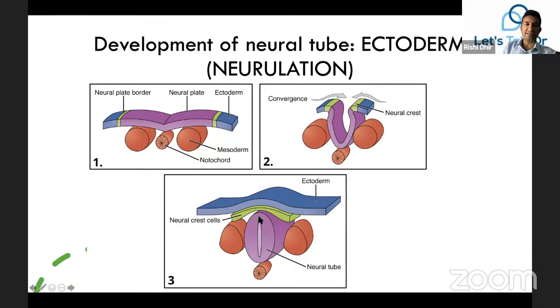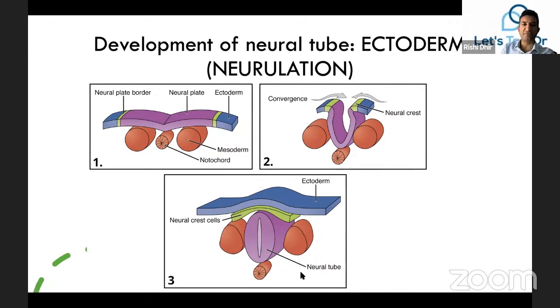The neural crest: during closure of the neural tube, cells on the neural crest will detach, and these cells will migrate and contribute to the formation of the peripheral nervous system. So if you remember, neural tube is central nervous system, neural crest is peripheral nervous system.